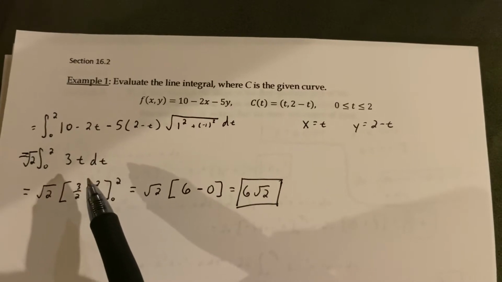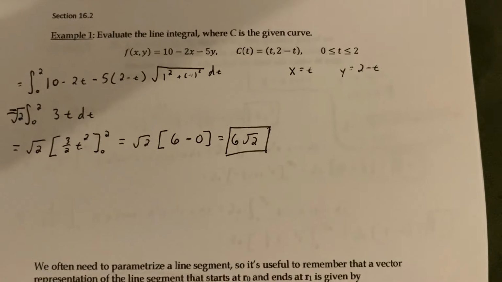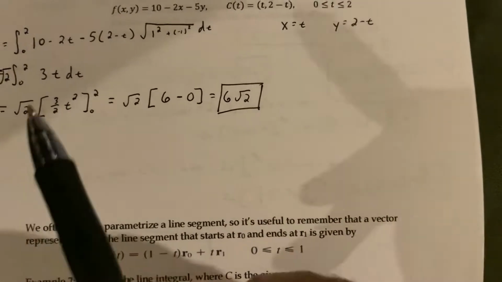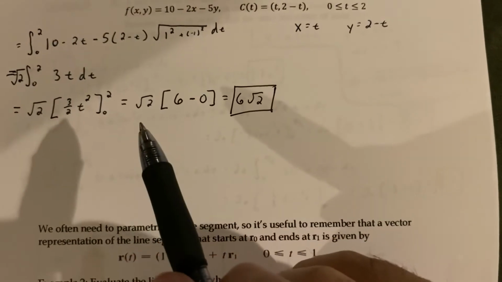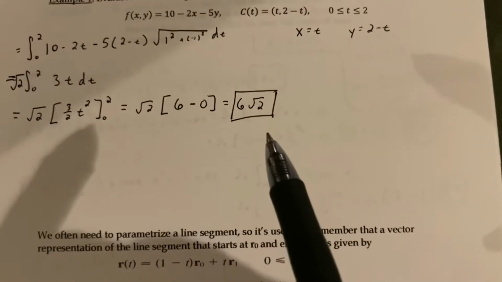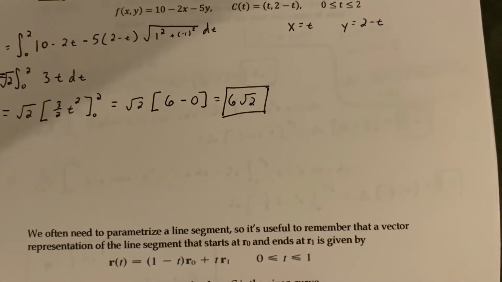Integrate the 3t, and when I integrate the 3t, I'm going to get 3 over 2 times t squared from 0 to 2, and then of course have the square root of 2 on the outside. 6 minus 0, square root of 2, so 6 square roots of 2, that's the final answer.